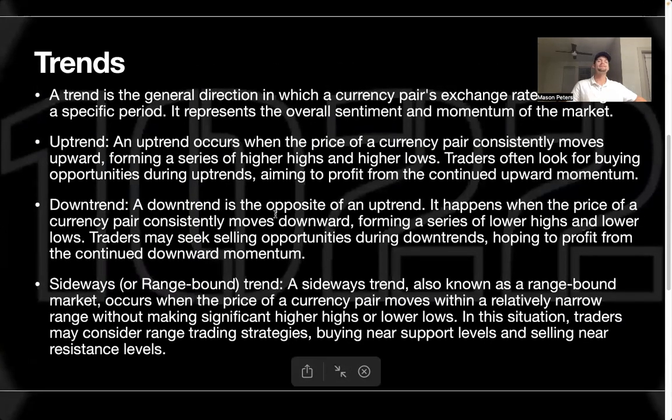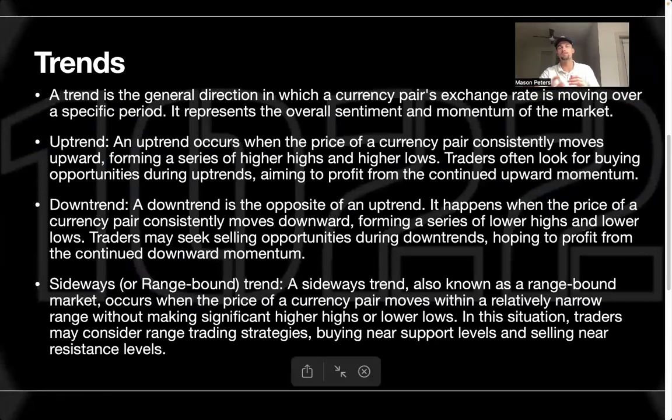So, trends. A trend is the general direction in which a currency pair's exchange rate is moving over a specific period. It represents the overall sentiment and momentum of the market. An uptrend occurs when the price is consistently moving upward, forming a series of higher highs and higher lows. Traders often look for buying opportunities during an uptrend, aiming to profit from continued upward momentum.